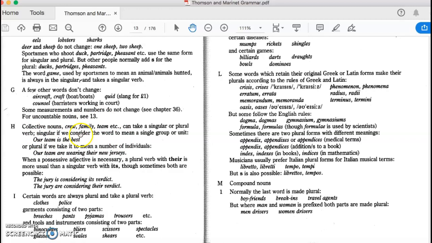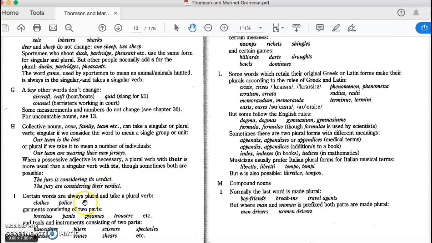Collective nouns such as crew, family, team, and others can take a singular verb if we refer to the noun as a group. For example, our team is the best. I refer to the entire team. Or they can take the plural if you refer to the unit as a number of individuals. So for example, our team are wearing their new jerseys. Especially when you use pronouns such as their, you have to add a plural verb.